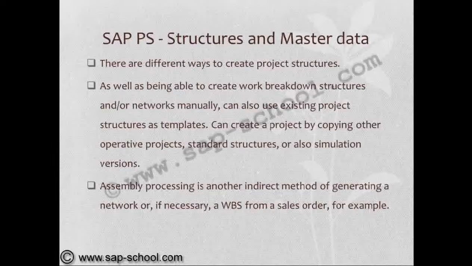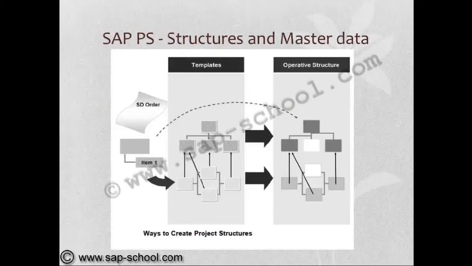Assembly processing is another indirect method of generating a network or, if necessary, a WBS; from a sales order is an example. Now you can see here the creation of WBS structure in different ways, like from templates and from other operative structures. So this is about the WBS structure.